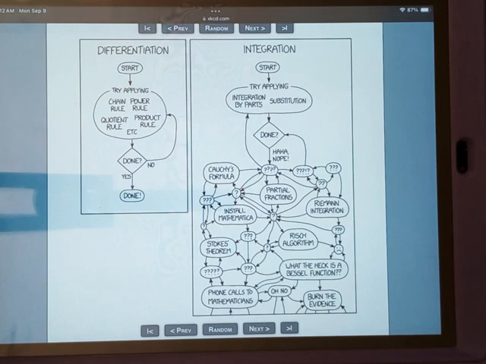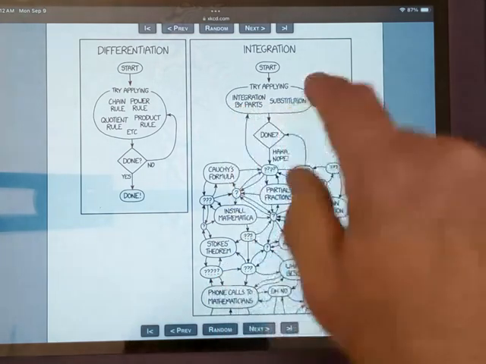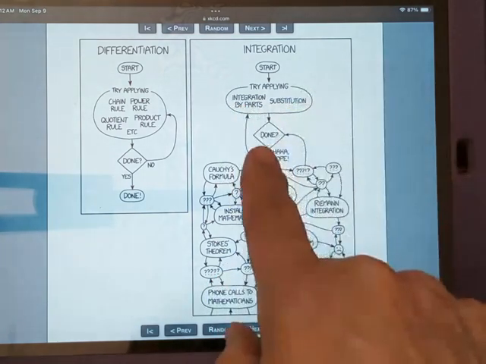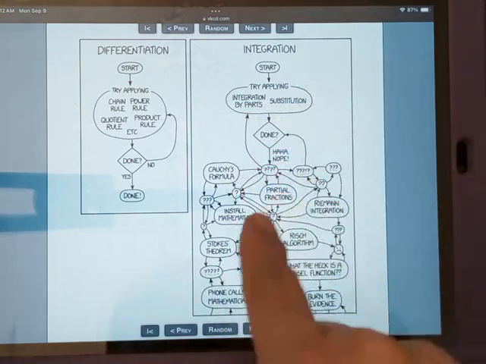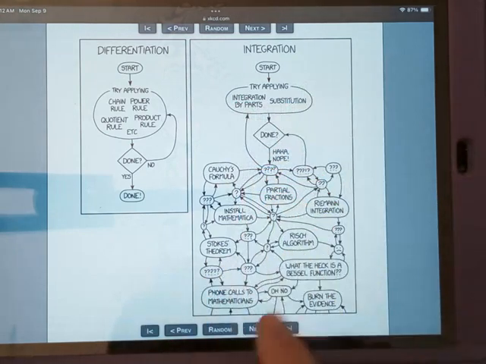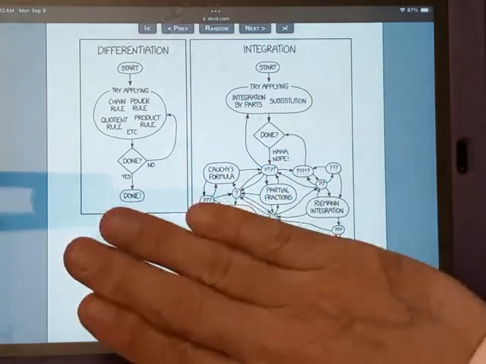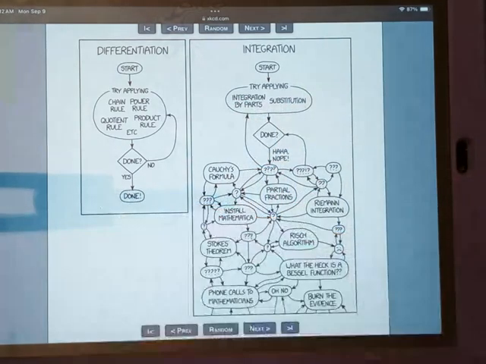The right side is integration. Parts, substitution. Does it work? Yeah, right. Okay. Partial fractions, Riemann. Okay, wait a minute. Everything past here, I don't know yet. What the hell is going on here?